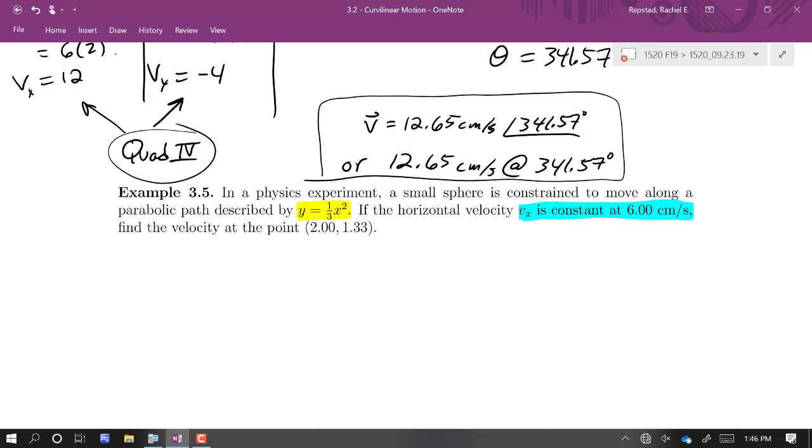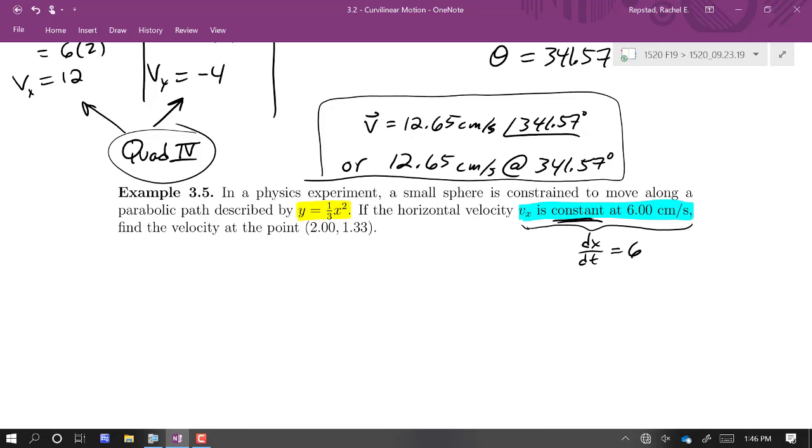What piece of information did they give us here, other than just what the component is? Like what piece of calculus did they give us there? Yeah, with respect to time, right? So we know that dx dt is equal to 6 always, because it said it was constant at 6, and that's important. That means as a function, dx dt is equal to 6.